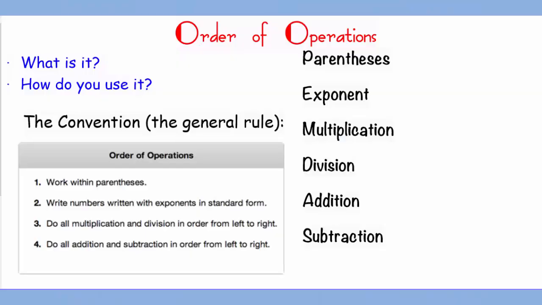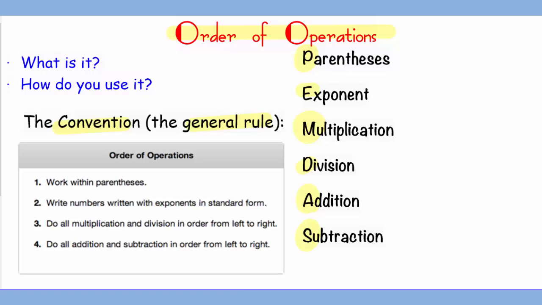Hi everyone, this lesson goes over the definition of the order of operations and how we use it in various examples. First of all, the order of operations is a convention, which is basically a rule that we follow, and they are parentheses, exponent, multiplication, division, addition, and subtraction.